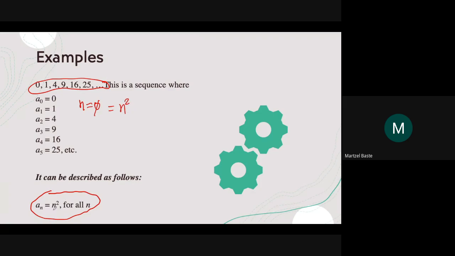Okay, take note on this one: 0 raised to the power of 2 is actually 0. And then we have 1 right here. 1 raised to the power of 2 is 1. And then 2 raised to the power of 2 is 4. And then 3 raised to the power of 2 is 9. And then 4 raised to the power of 2 is 16, and 5 raised to the power of 2 is 25, and so on and so forth, because the n is represented as n squared.